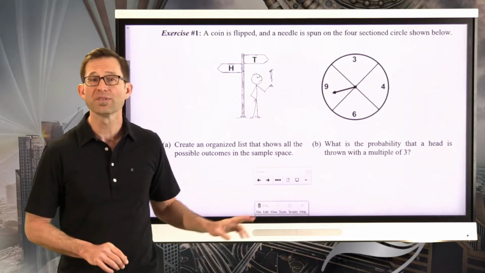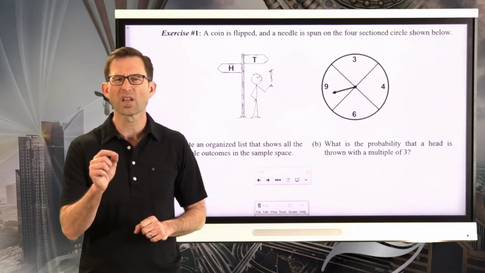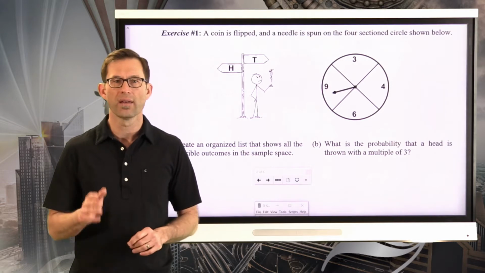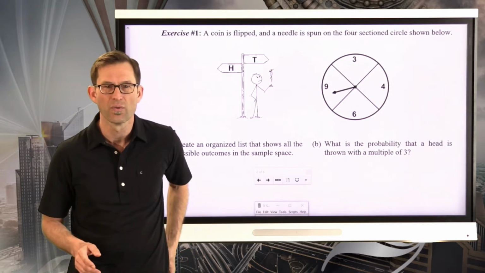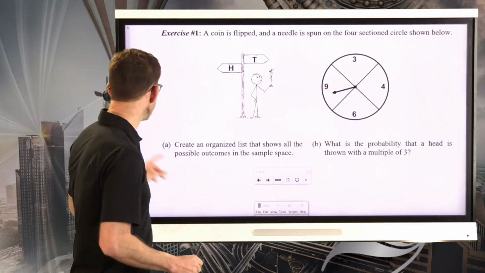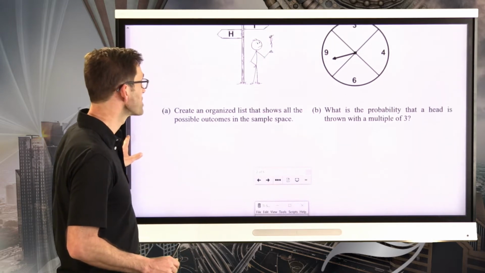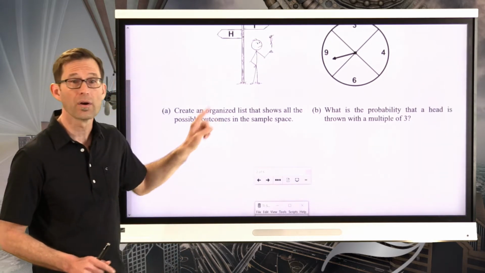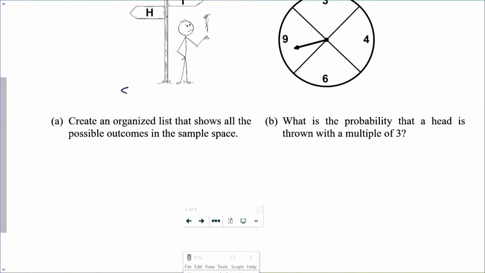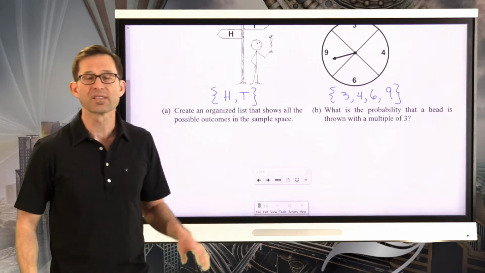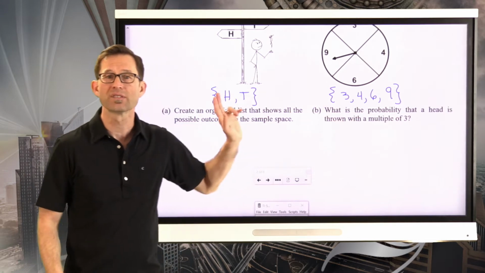As you can probably see, we are going to want to use our calculators just a little bit for today's lesson. If you've got one handy, break it out, and if you don't, that's okay too. Let's take a look at letter A. An organized list. Keep in mind, in this particular simple event, we could get either a head or a tail. And in this simple event, we could get the number 3, the number 4, the number 6, or the number 9. So it's very easy to list out what can happen in each one of these simple events.